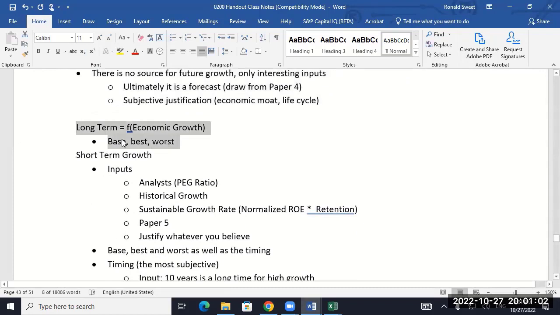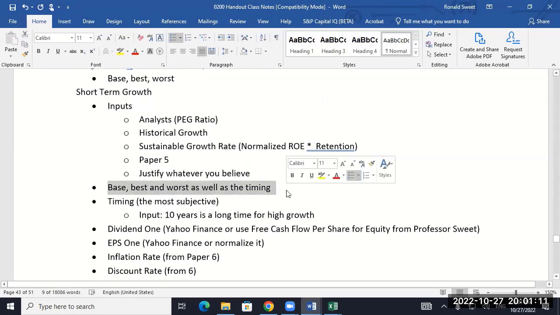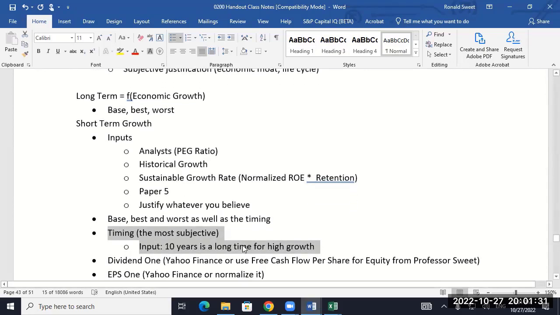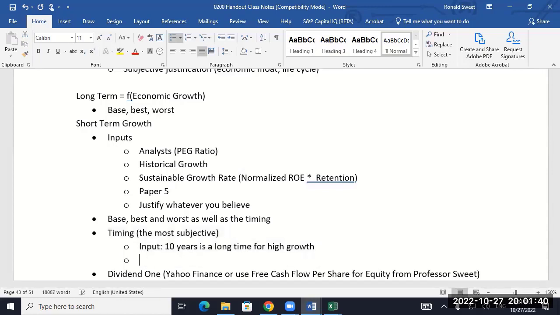So long term, I do want to do base, best, and worst case. On short term, I'm going to show you how to do base, best, and worst case. It gets a little challenging because now you've got too many scenarios. I'm going to show you how to do it with a data table, so you can get a lot more scenarios in. And then the hardest part for most people is the timing. So let's say Monster is going to grow like 12%. For how much longer?